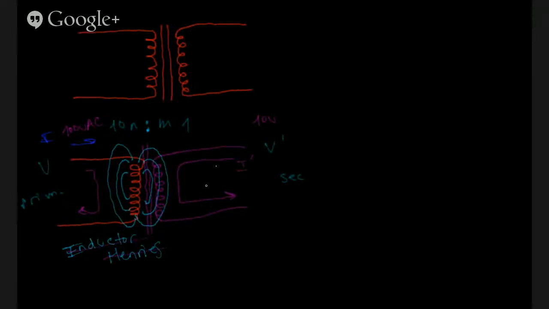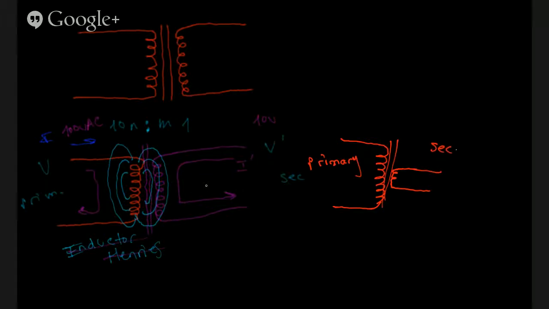Alright, so this is a configuration we call a step-down transformer. We'll usually represent it like this: it's got a core, and it's got not so many windings on the secondary. We call this side the primary, and this side the secondary. Now, these only work on alternating current. These only work with AC.